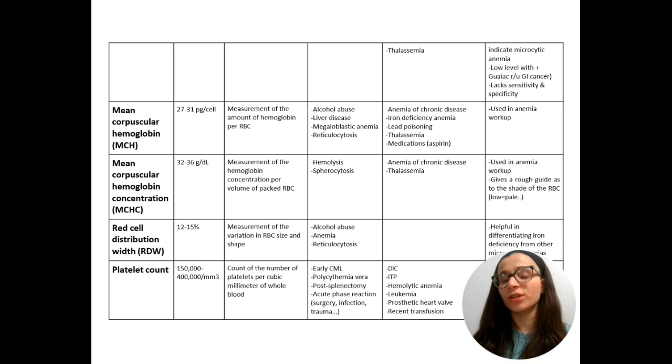So the MCH is usually used in anemia workup, and so is the MCHC. The MCHC usually gives a rough guide as to the shade of the red blood cells, like a low would be pale, etc.